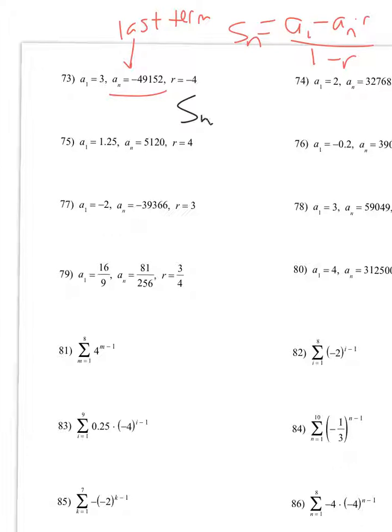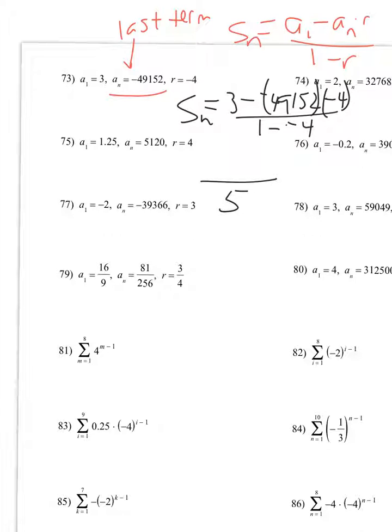So it's Sn, and we actually don't know what n is here, so we just have to call it Sn. So it's a1, 3, minus negative 49,152, and then times negative 4. So you got to really be careful with signs when you're doing these. All over 1 minus a negative 4 on the bottom. So that's going to be 5.